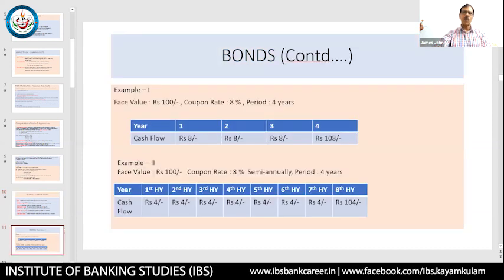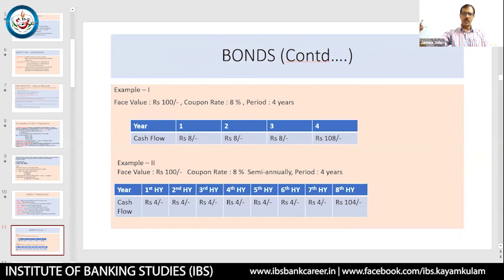Now look at how a bond works. There is a bond of ₹100, coupon rate 8%. Its period is 4 years. So a company A issues this bond. Face value is 100 rupees, coupon rate is 8%, and the period is 4 years.